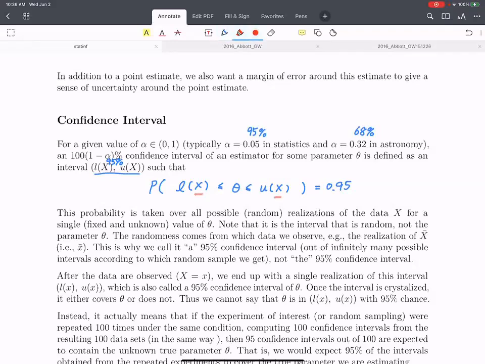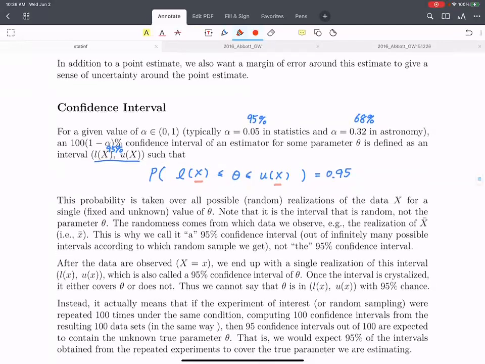Because the randomness comes from the data, the interpretation becomes pretty unique. For example, the actual confidence interval that we calculate from the data is just one possible interval out of so many possible intervals coming from so many possible realizations of the data. So we call this interval a confidence interval, not the confidence interval. So that's one thing I want to mention.